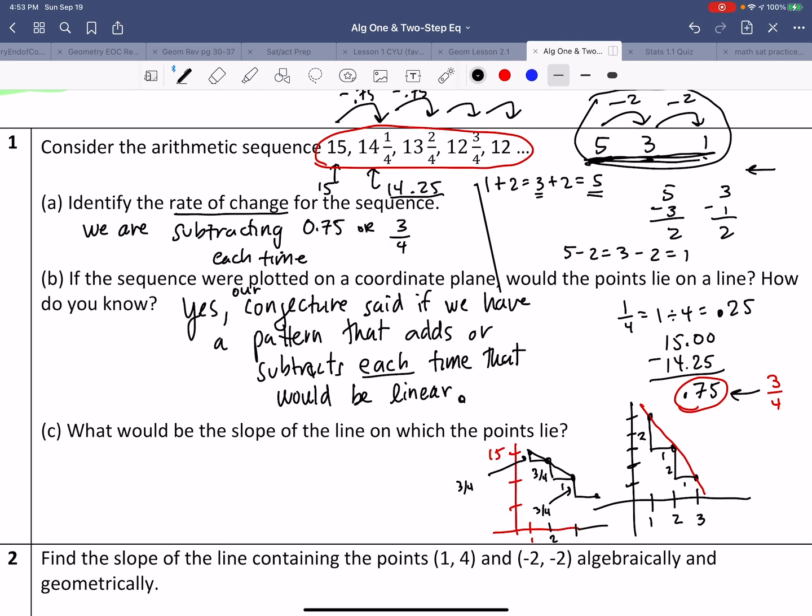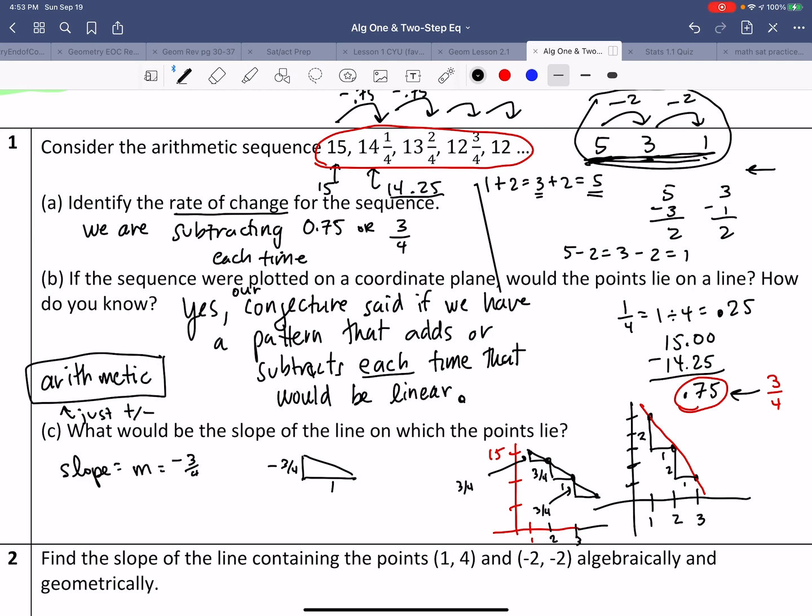So that's why we say when we have an arithmetic sequence, we see that on our IXL assignment. That means a pattern that's just adding and subtracting. So either it's going up or it's going down, but it's doing it by adding or subtracting, then we know it's linear. So it says, what would be the slope of this line? Okay, I think we pretty much said. So each time it's going to go down 3/4 over 1 to get to the next number in the sequence. So our slope would be fall 3/4, run 1. So the slope would be -3/4, because the number's going down.